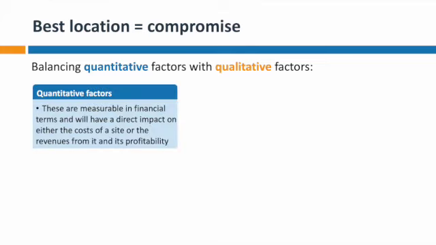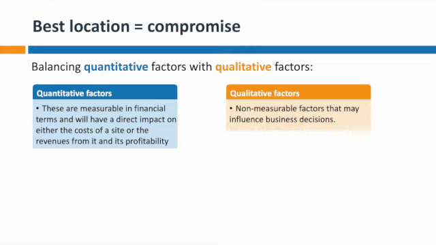Quantitative factors are going to be measurable in financial terms. So they will have a direct impact on either the costs of the site or the revenues from the site. And obviously, based off of that, it's going to have a direct impact on the profitability. Now, qualitative factors cannot be measured in financial terms. So these would be any non-measurable factors that might influence the business decisions, either positively or negatively, but you cannot really measure them in terms of finance.